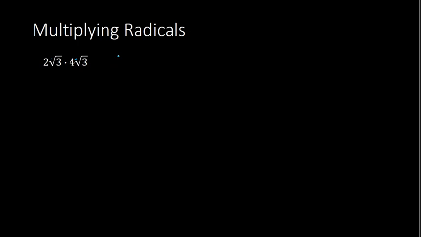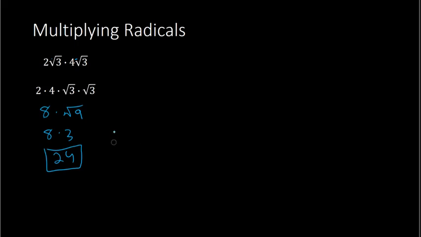So if I wanted to, I can write this as 2 times 4 times the square root of 3 times the square root of 3. I just changed the order of the multiplication. Then 2 times 4 is 8. And the square root of 3 times the square root of 3 would be the square root of 3 times 3, which is 9, which would be 3. The square root of 9 is 3. So 8 times 3 would be 24.